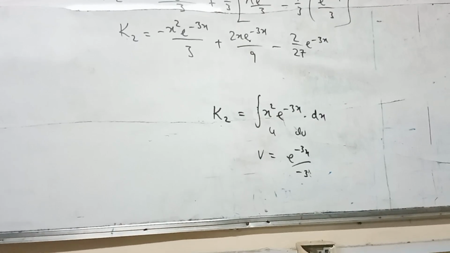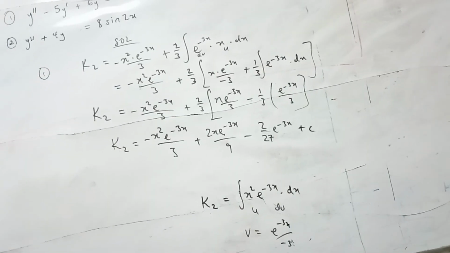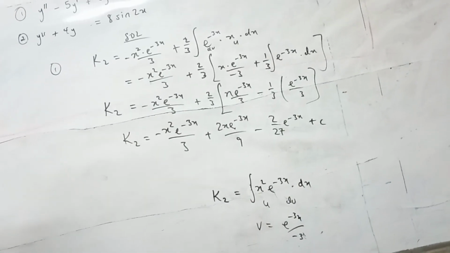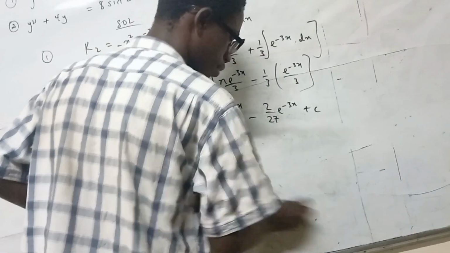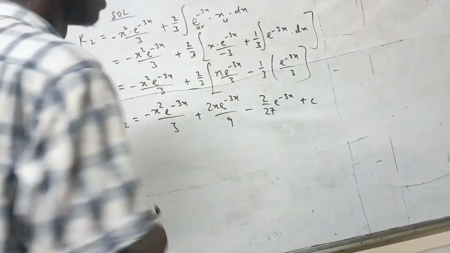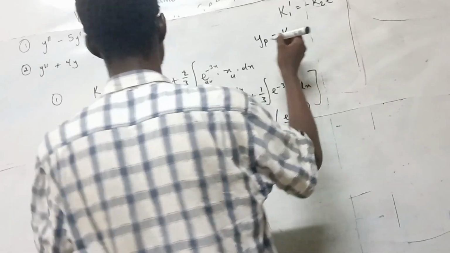Do we need our constant of integration? Yes, plus c. Plus c. Yes, plus c. So we have gotten our k2. But don't forget this, our y particular, yp equals k1.